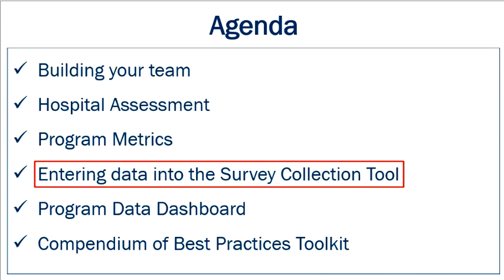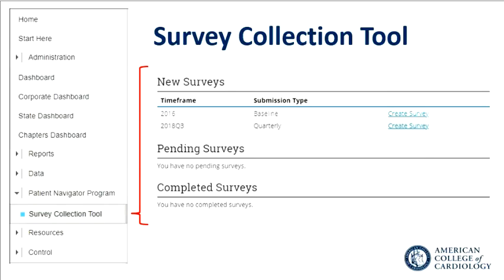So once you've reviewed your metrics, you're ready to get started in data collection. You'll need to log into your NCDR and the chest pain MI registry. Then from the left-hand navigation bar, you'll see the survey data collection tool next to the Patient Navigator program. From there, you click to open the survey tool, and the first survey you're going to want to complete is the baseline.